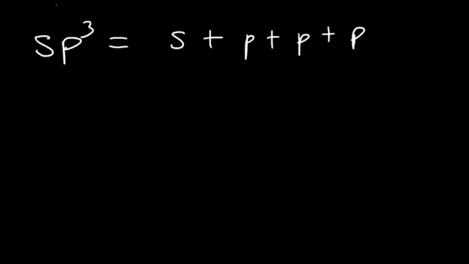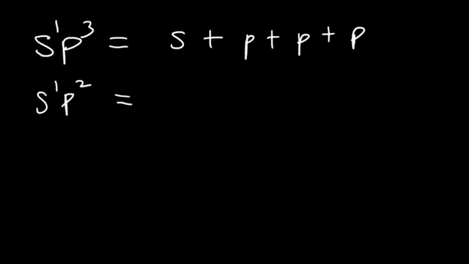In this video, we're going to talk about hybridization of atomic orbitals. So what exactly is hybridization? Hybridization is basically combining atomic orbitals to make hybrid orbitals. So for example, the sp3 hybrid orbital is a blend of one s orbital and three p orbitals. As you can see, it's s1p3.